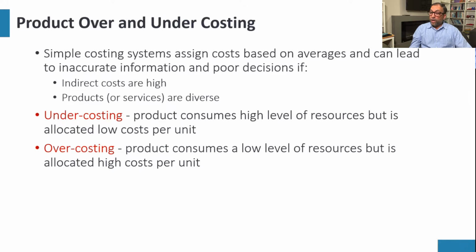So what is meant by undercosting? A product consumes a high level of resources, but is allocated a low cost per unit. It means that the resources are used more, but the cost is less. And overcosting is when the product uses a low level of resources, but is allocated a high cost per unit. So that's the way we define undercosting and overcosting.